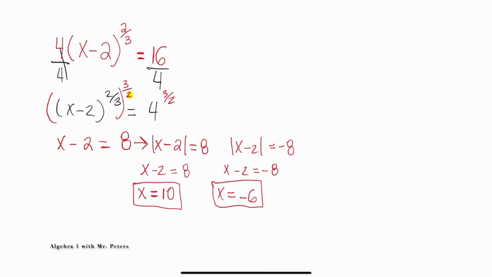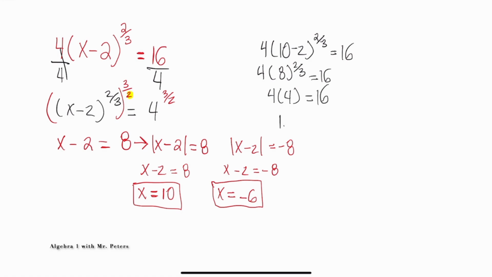So now at this step, we're going to plug these back in and see, are any of these extraneous solutions? So we plug in our positive answer first. So we have 4 times 10 minus 2 to the 2/3 power is equal to 16. So we know that this is 4 times 8 to the 2/3 is equal to 16. So we know the cube root of 8 is 2, and 2 squared gives us 4. So essentially this turns into 4 times 4 is equal to 16. And once we simplify one step further, we know that this is a true statement: 16 is equal to 16.